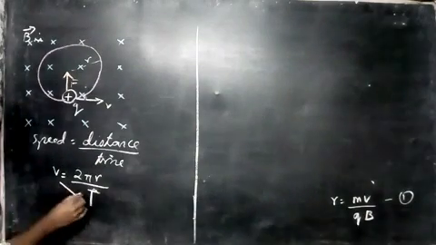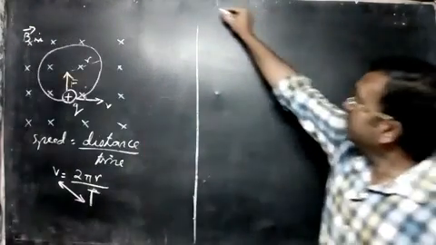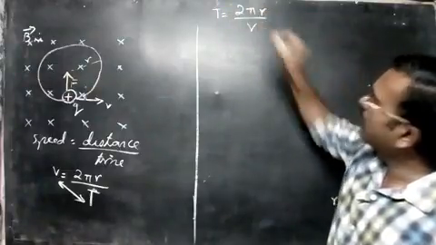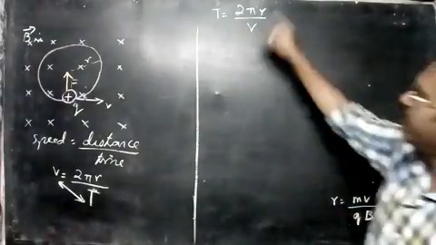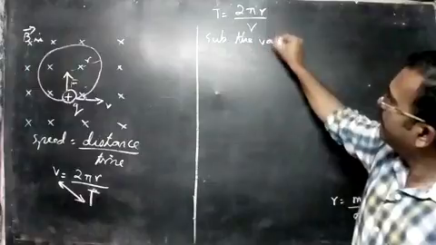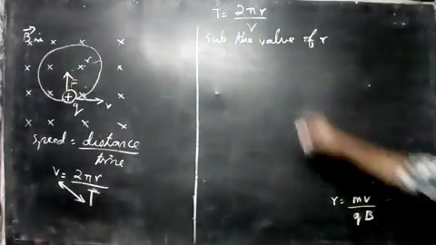So cross multiplying and interchanging, we get time is equal to 2 pi r by small v. Now we got the value of r, so substitute the value of r in this equation. Substitute the value of small r. So let's see what we get.